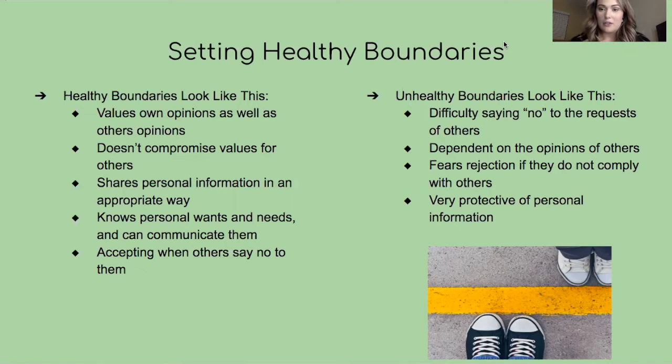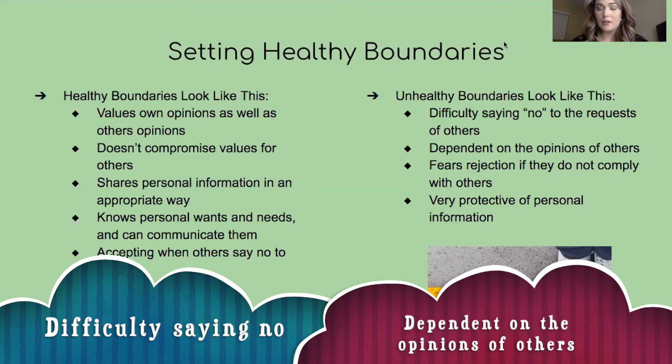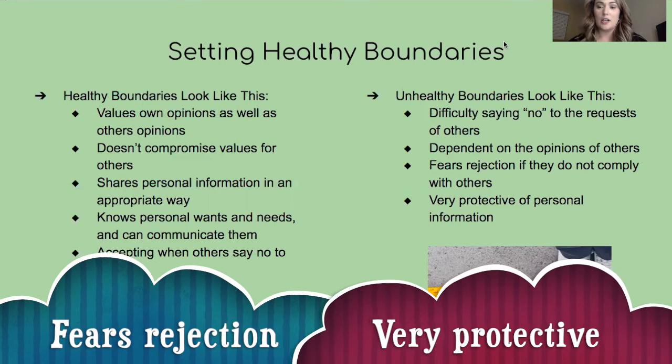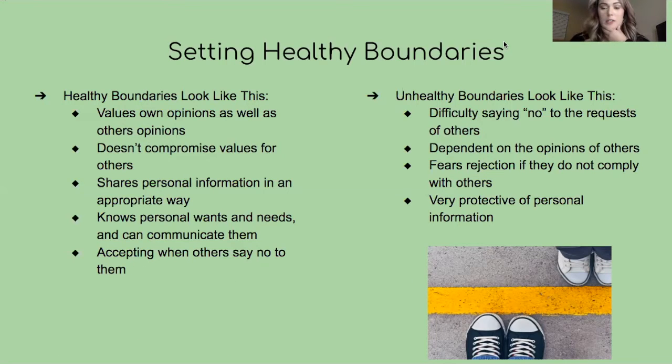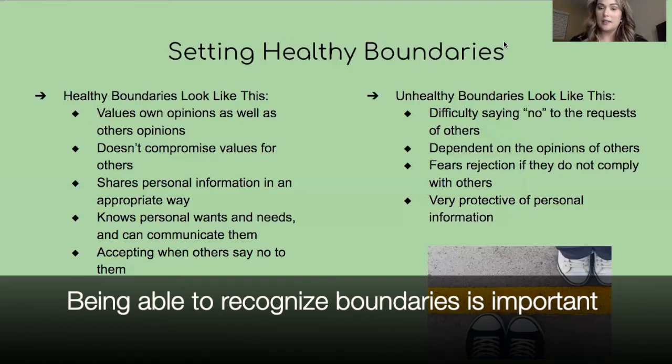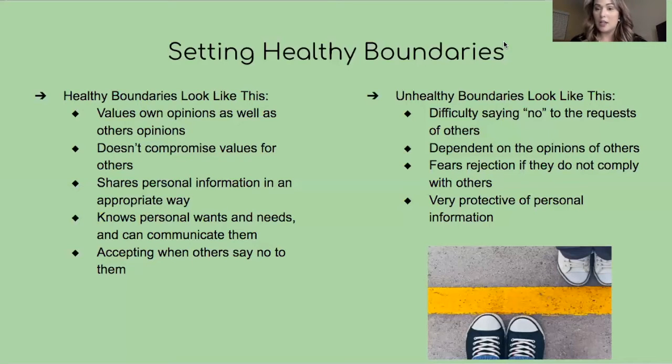On the other side, unhealthy boundaries can look like difficulty with saying no to the requests of others, dependent on the opinions of others, fears of rejection if you do not comply with others, and being very protective of personal information. I personally really like this image down at the bottom right, because it shows how if we respect each other's boundaries, we can approach that line and we can still communicate and have a healthy relationship, but knowing that that line is there and that it's not meant to be crossed, but it's meant to be respected. And then also looking at these unhealthy boundaries, being able to recognize them is the important thing, so that after we recognize them, we can move forward and hopefully change or address that situation as needed. But again, it is extremely important to recognize what unhealthy boundaries could look like.